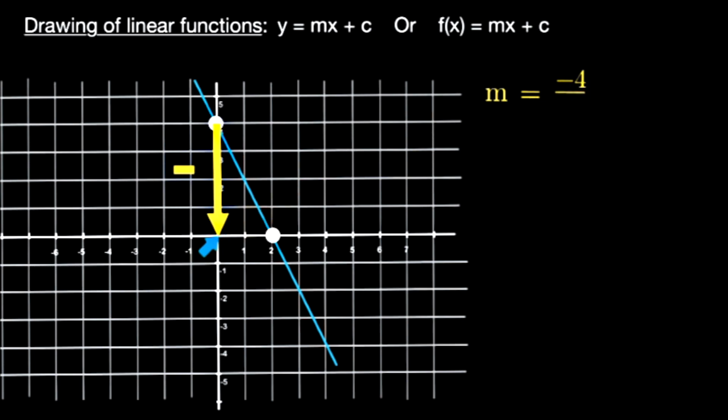And then we want to count so that we end up on this dot. So we're going to go 1, 2 to the right. And because we're counting to the right, it's going to have a positive value. So it's 2 to the right, so it's a positive 2. So the gradient is -4 divided by 2, which is -2.